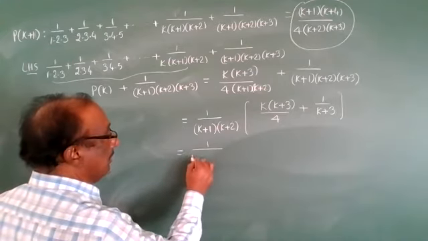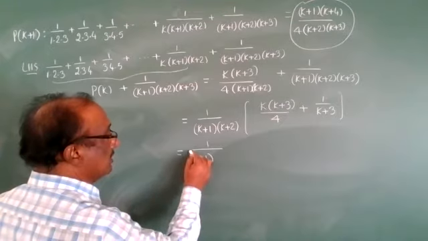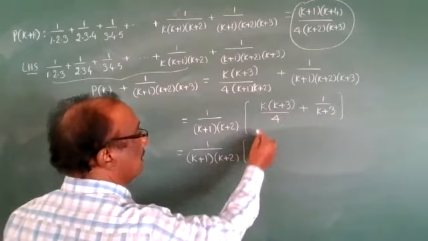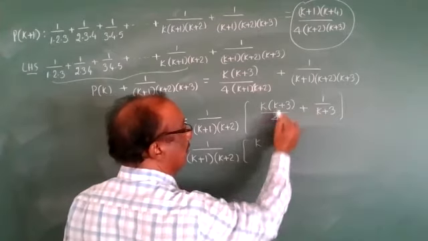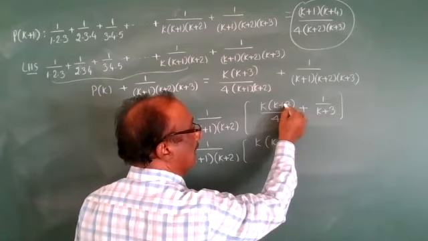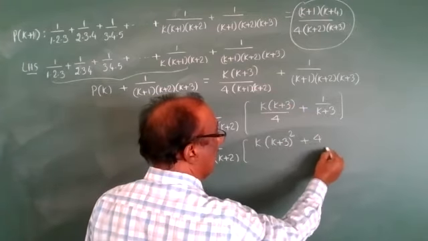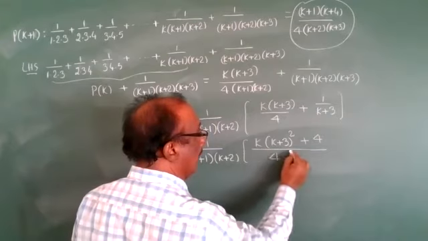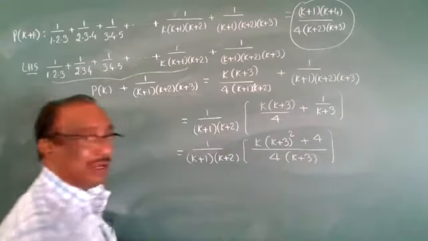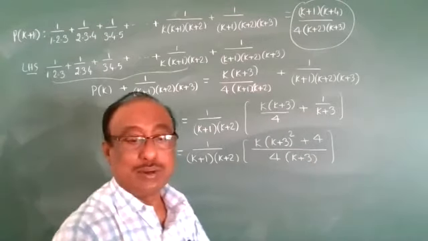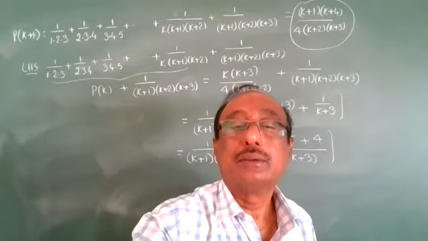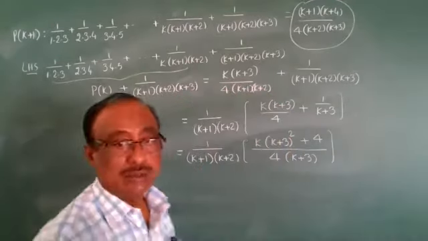1 by k plus 1 into k plus 2. Here is k into k plus 3 whole square, plus 4 upon 4 into k plus 3. Carefully simplify, everyone.